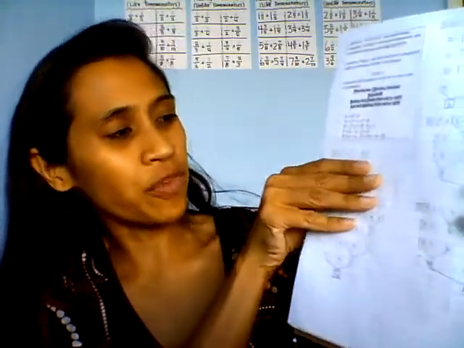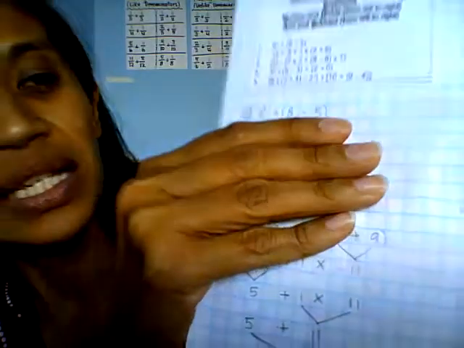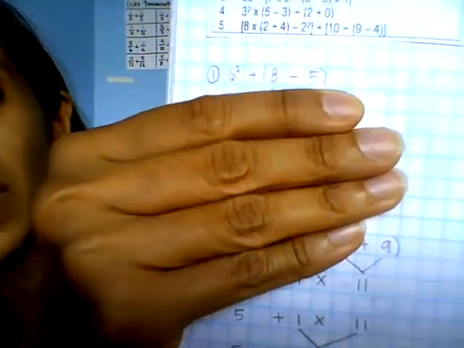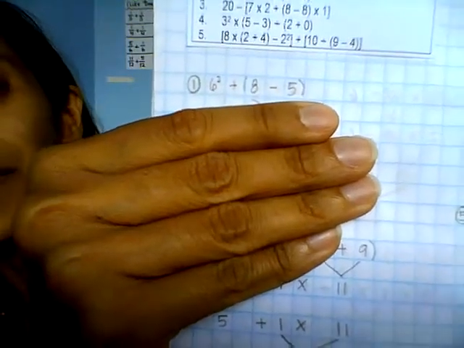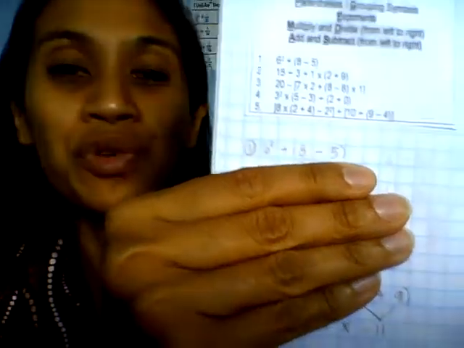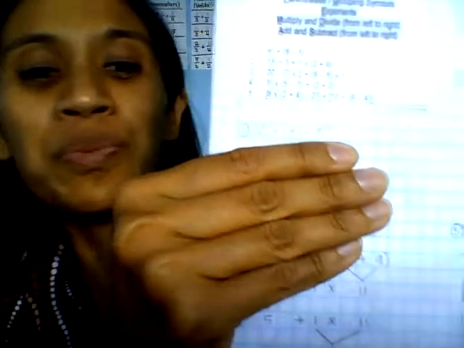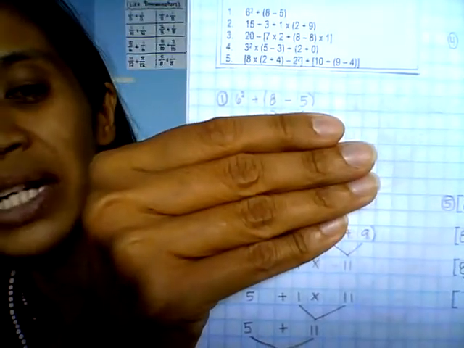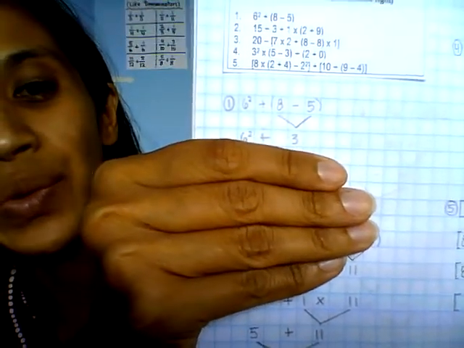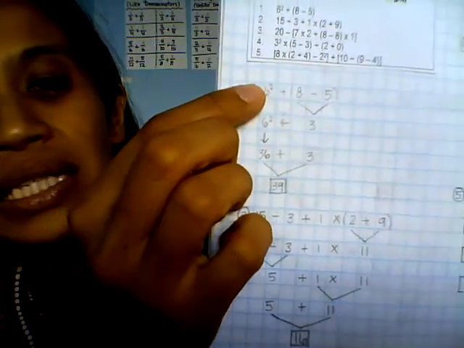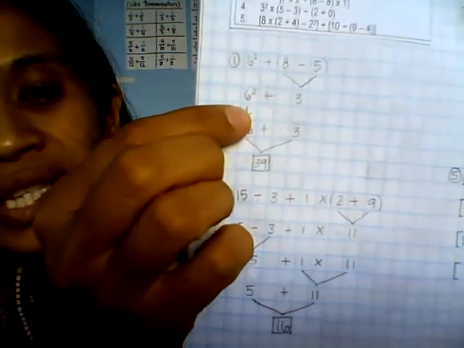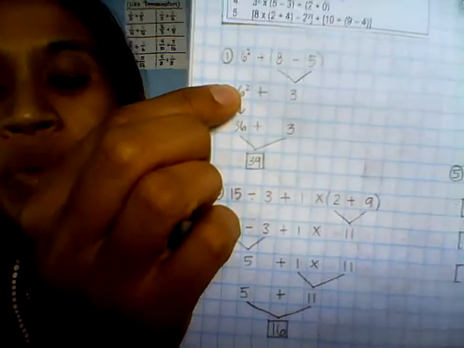All right, looking at the first one, we have 6 to the second power, which is 6 squared, plus parentheses 8 minus 5. What do we do first? Always everything in the parentheses first. So that's 8 minus 5, which is 3. And then 6 squared is right there, 6 to the second power, and that exponent is what we do next.